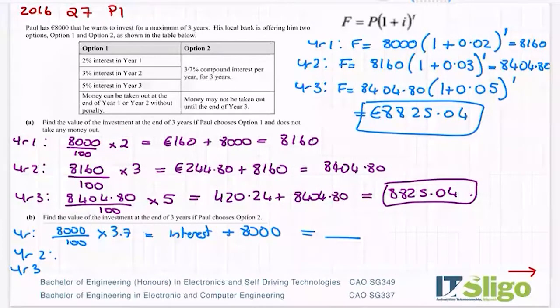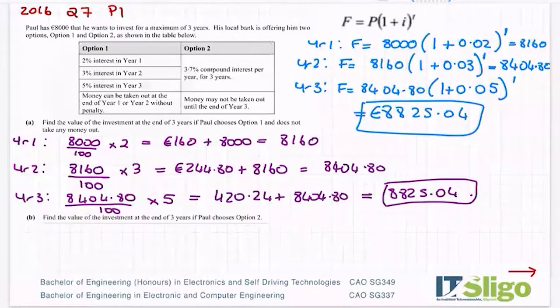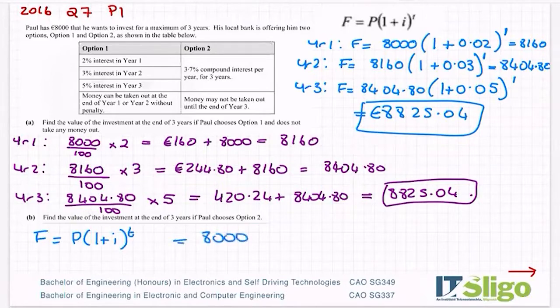Okay, now for this one though, this is where that formula comes into its own. So F is equal to P times 1 plus I to the power of T. My principal amount, I'm starting with 8,000. My interest rate is 3.7. Don't be afraid to divide that by 100 on the calculator to help you convert it to a decimal if you need to. And it's to the power of 3. So because the interest rate stays the same for all 3 years, you get to do this all 3 years, all in one go. So this is when this formula is super.